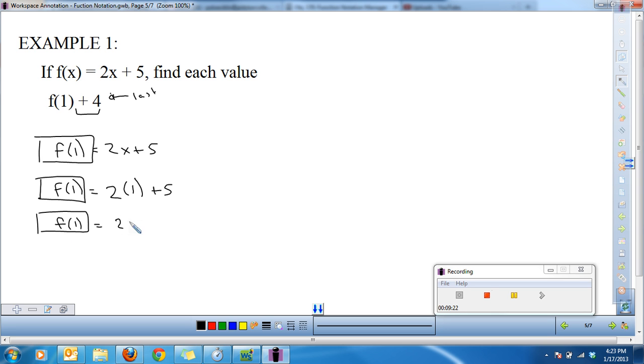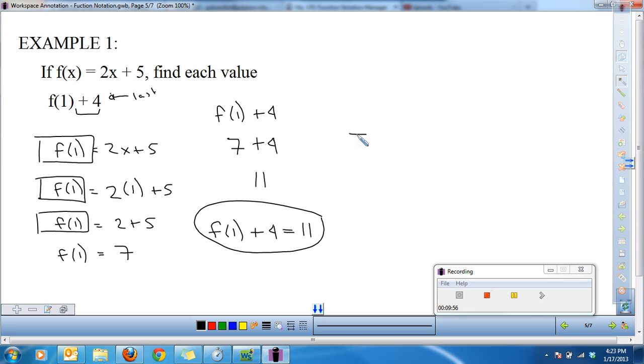Two times 1 is 2, plus 5. So f of 1 is 7. Now, in this example, we're not done yet because we still need to find what f of 1 plus 4 is. So let's see, f of 1 plus 4. Well, f of 1 was 7, plus 4 gives me 11. So the way we can write this is that f of 1 plus 4 equals 11.